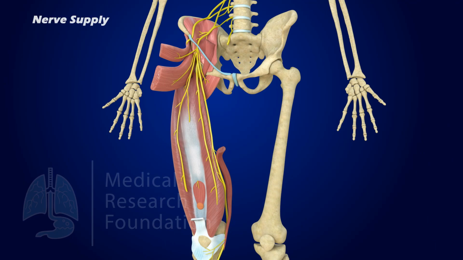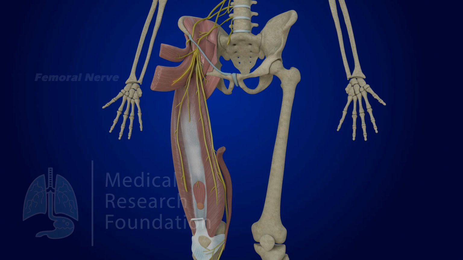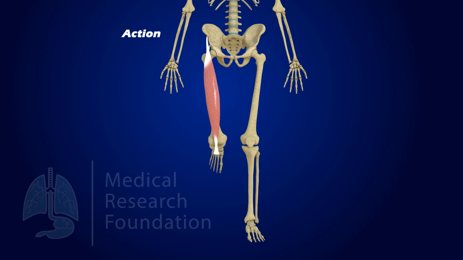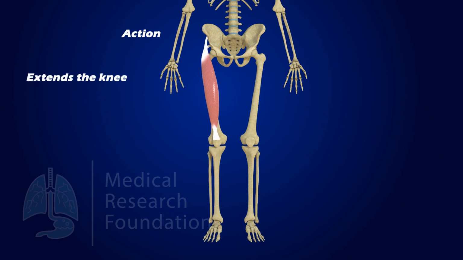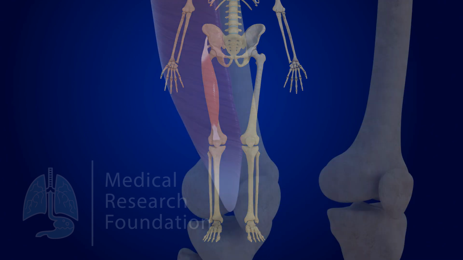Nerve supply. By posterior division of the femoral nerve. Actions. It extends the knee and flexes the hip.